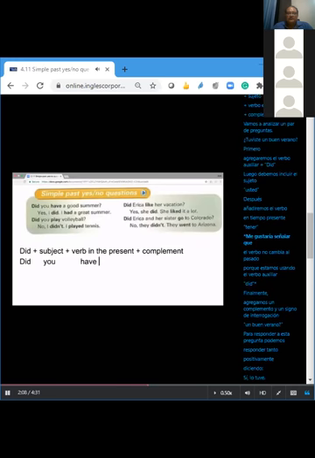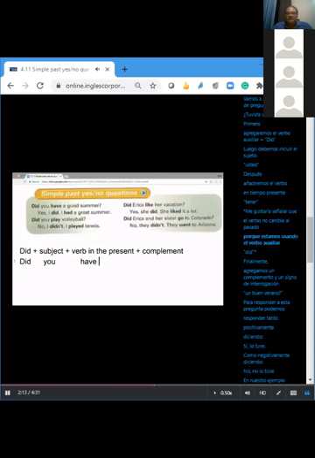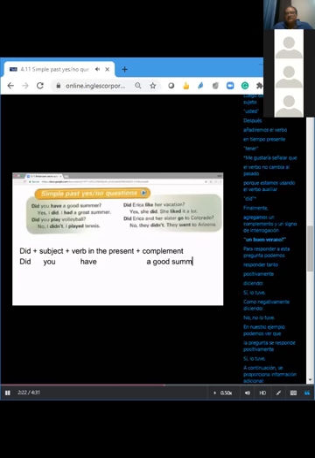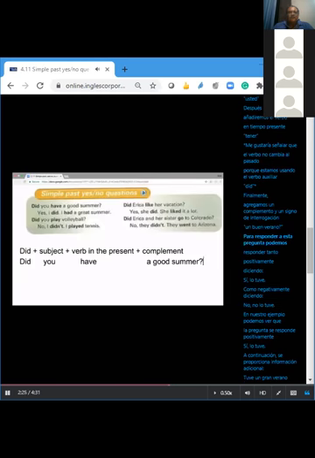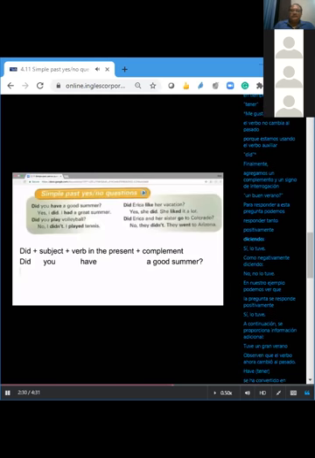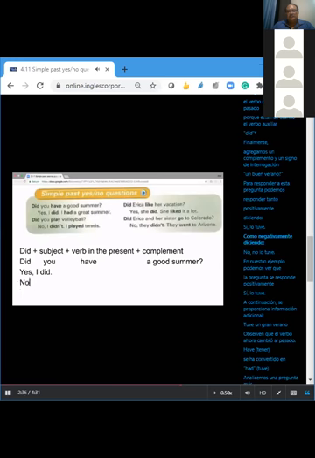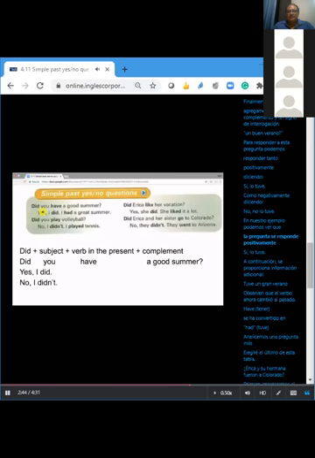I would like to point out that the verb doesn't change to the past because we are using the auxiliary verb did. Finally, we add a complement and a question mark, a good summer. To answer this question, we can answer either positively by saying, yes, I did, or negatively by saying, no, I didn't.